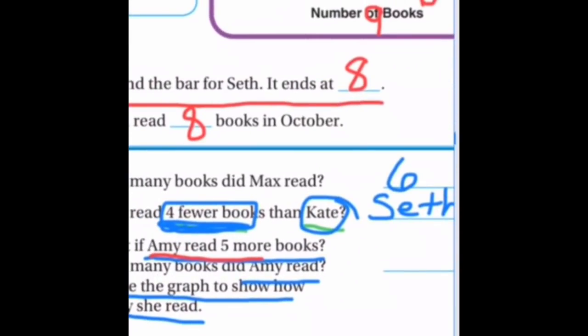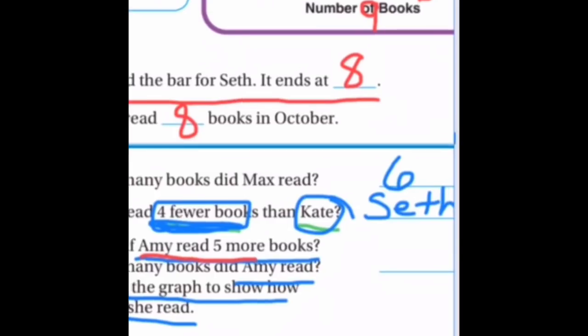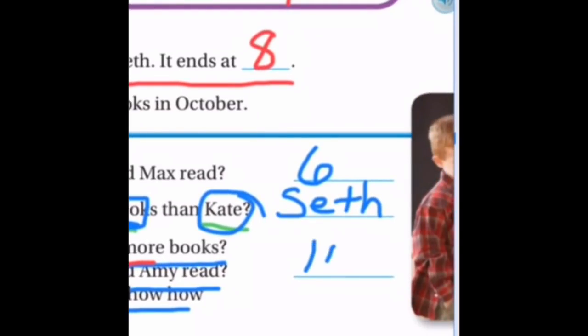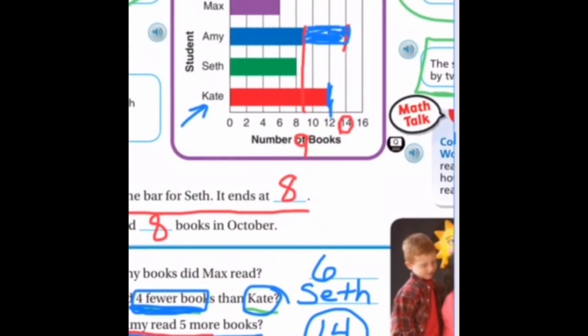But the question is, what if she read 5 more books? How many books did she read? And we would need to put in 14 here. So you need to have 14 here, and for this one, have your new bar drawn as well. Okay, that does it for that page.